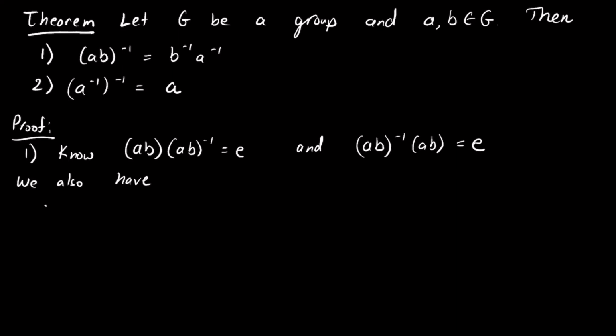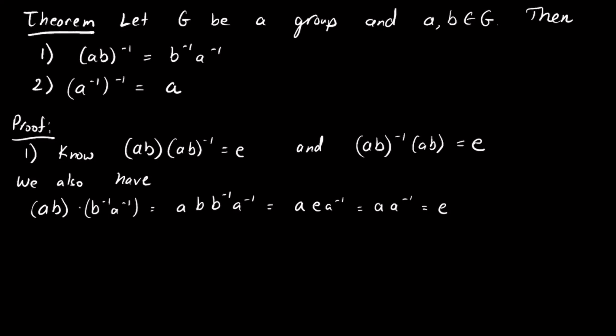We also have the following. If I take AB times B inverse A inverse, well, what does this equal? If I move my parentheses around, I'm really just looking at A, B, B inverse, A inverse. This is going to be A times E times A inverse, which is just A times A inverse, which is equal to E, right? And there's some parentheses shuffling that I'm avoiding here just for the sake of avoiding clutter. So I'm just kind of ignoring the movement of the parentheses, but with associativity, everything works out here.